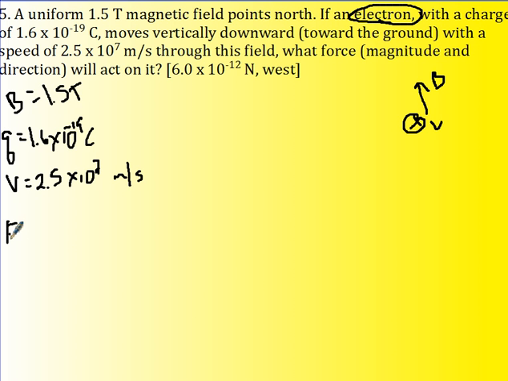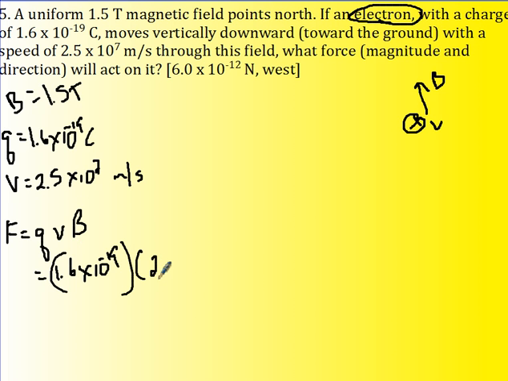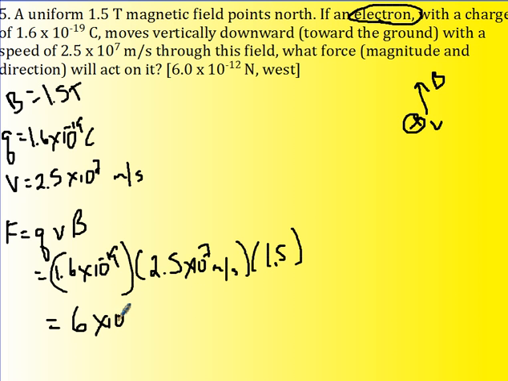Well, let's find the force. F is QVB. So it's 1.6 times 10 to the negative 19. It's moving at 2.5 times 10 to the 7th meters per second. And B is 1.5. So we get an answer of 6 times 10 to the negative 12 newtons. Now let's find the direction.